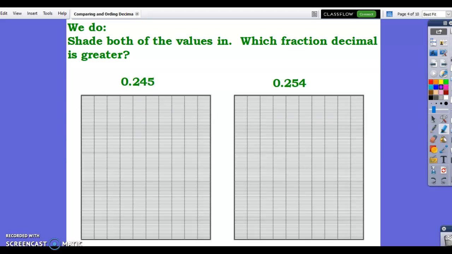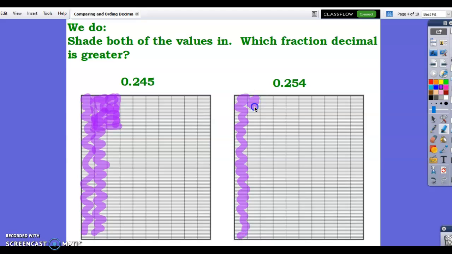Okay, so you should have your 200. These are super close together. So you have 1, 2, 3, 4, and then you have that small part there. And then this one is almost identical. 1, 2, and then you have 50. 1, 2, 3, 4, 5, and then 4 right there.